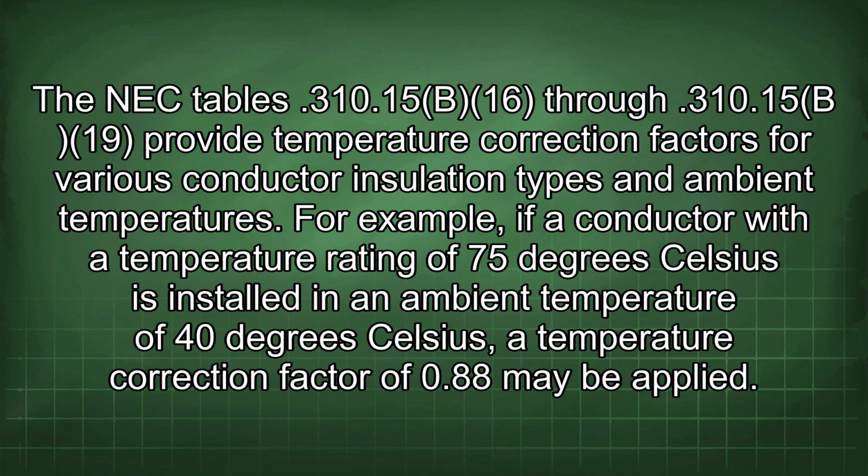The NEC tables 310.15(B)(16) through 310.15(B)(19) provide temperature correction factors for various conductor insulation types and ambient temperatures. For example, if a conductor with a temperature rating of 75 degrees Celsius is installed in an ambient temperature of 40 degrees Celsius, a temperature correction factor of 0.88 may be applied.